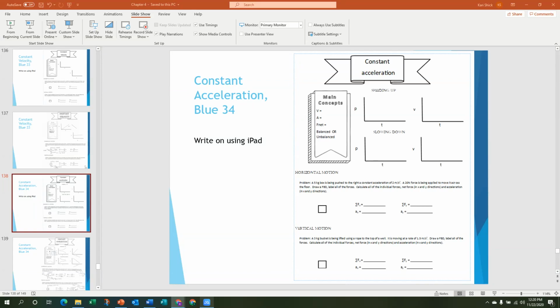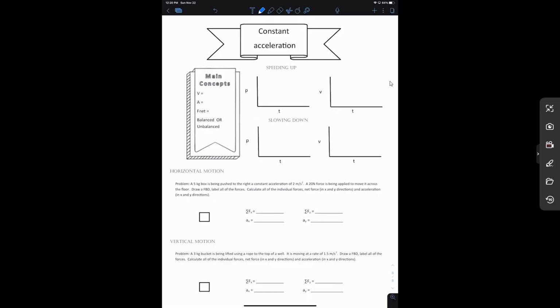So we're going to go ahead and start on page 34, go through constant acceleration. And I'm going to switch over to the iPad again so I can write on this as I go. So this time we're going to be filling in a little bit more information because with constant acceleration, we don't have everything be zero.